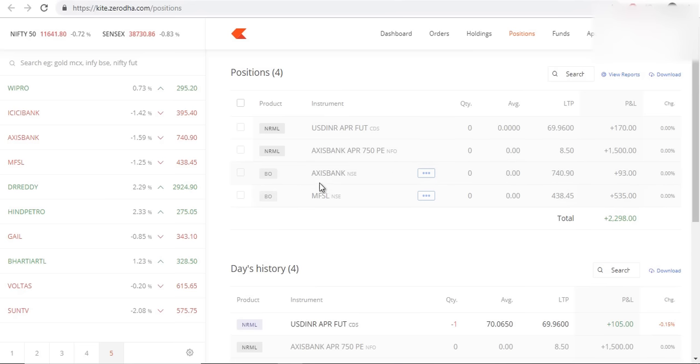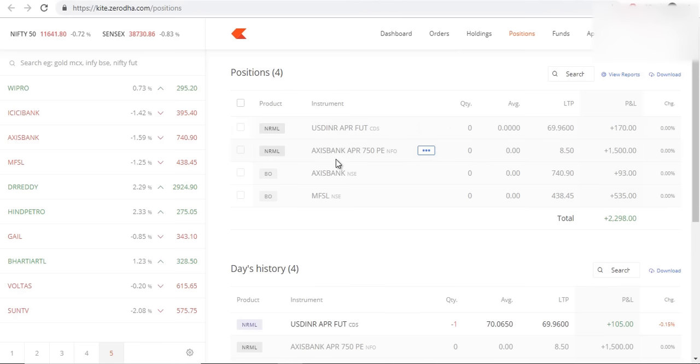One is Axis Bank equity and Axis Bank 750 put option, then Max Finance Limited equity, and one lot of USD INR April futures. This currency trade, USD INR, is just an experimental trade. I tried to test something, and for that purpose I have taken this trade.